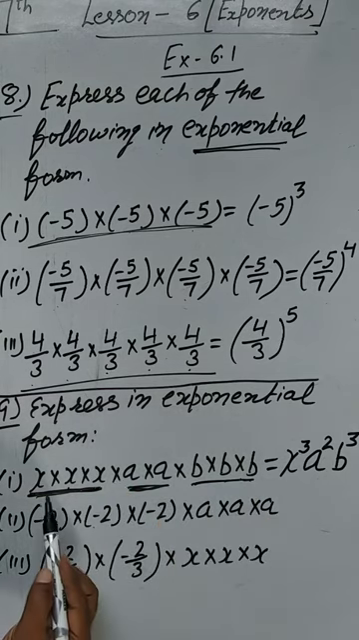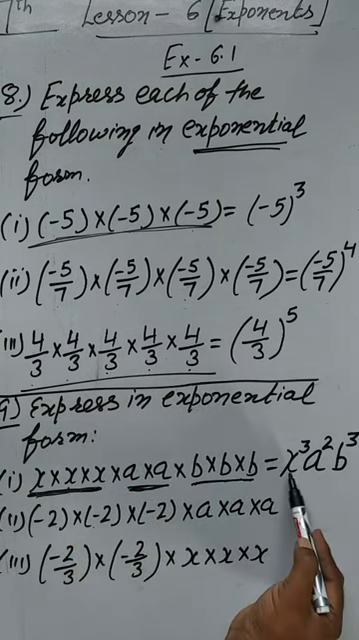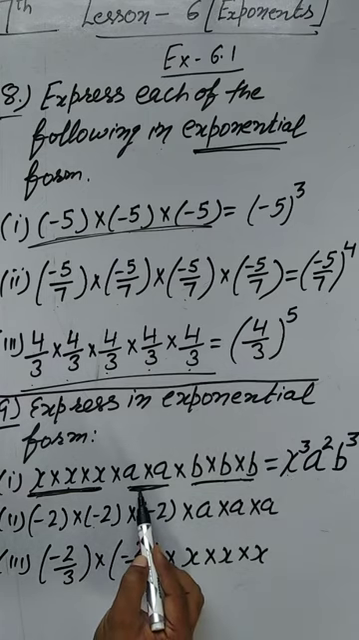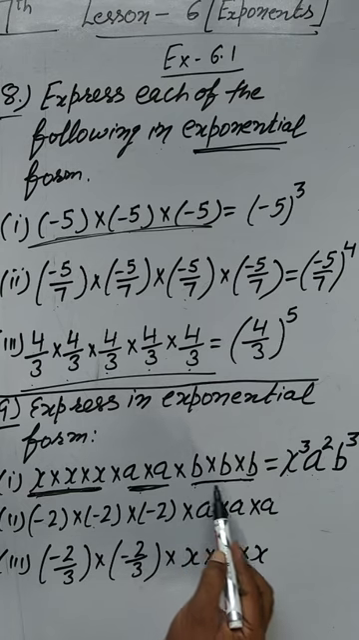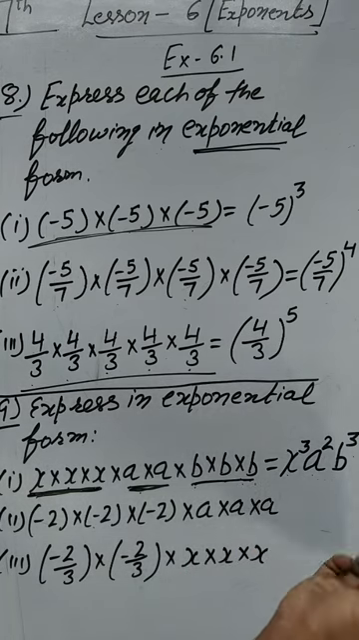Okay, so here x is 3 times, it becomes x raised to power 3, a is 2 times, so it becomes a raised to power 2, and b is multiplying 3 times and it becomes b raised to power 3. Similarly beta second and third part. I'm sure you will solve these parts very easily.